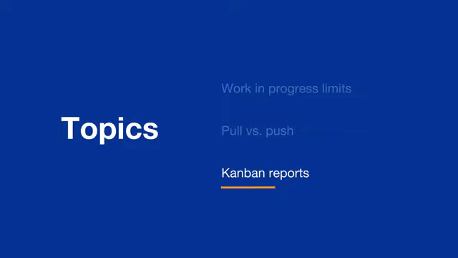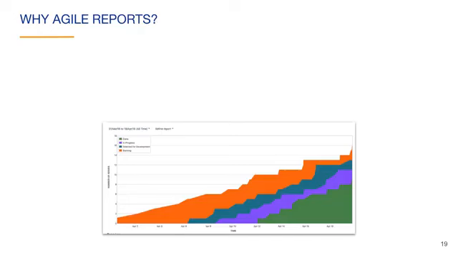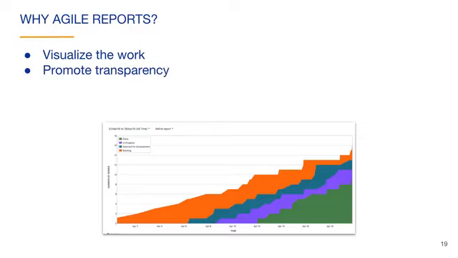Next, we will discuss Kanban reports. Reports are a key tool related to being Agile. Like with boards, Agile reports help to visualize the work of the team. This promotes transparency of the project, allowing anyone with access to see and have a common understanding of the current state of the project. The transparency means that there should be no surprises about the delivery of the project.